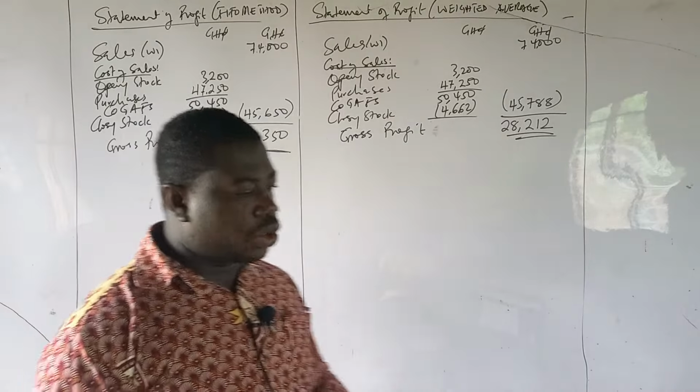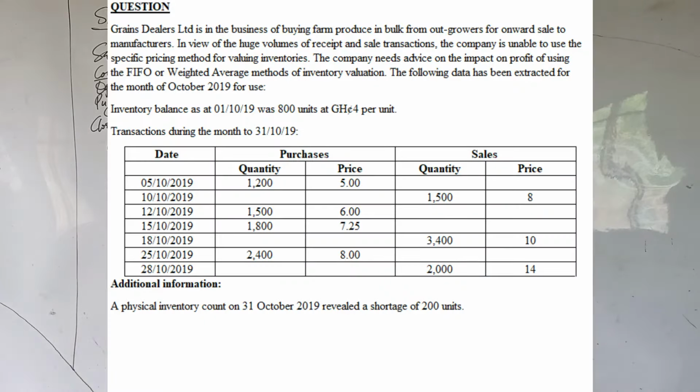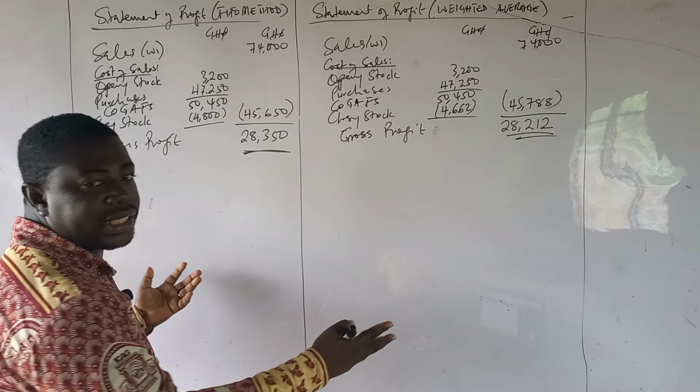So let us go back to the requirements of the question. Look at the introduction. It says that Grain Dealers Limited is in the business of buying farm produce in bulk from outgrowers for onward sale to manufacturers. In view of the huge volumes of receipt and sale transactions, the company is unable to use the specific pricing method for valuing inventories. The company needs advice. So you see, this is an advice question. The company needs advice on the impact on profit of using the FIFO or weighted average methods of inventory valuation. So it means that what we have to do is to advise now.